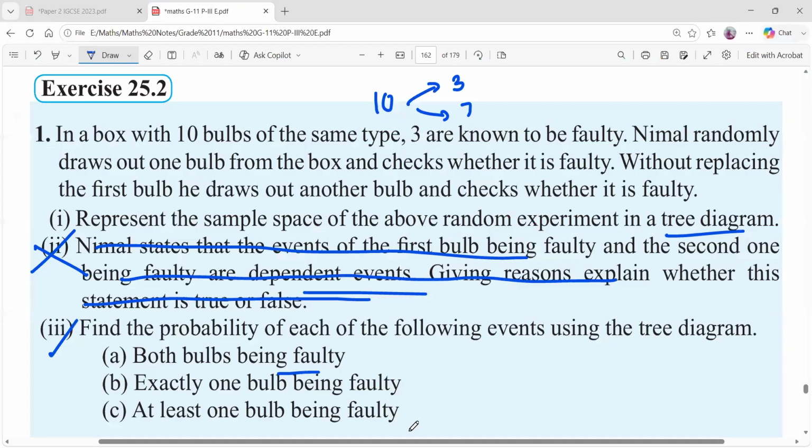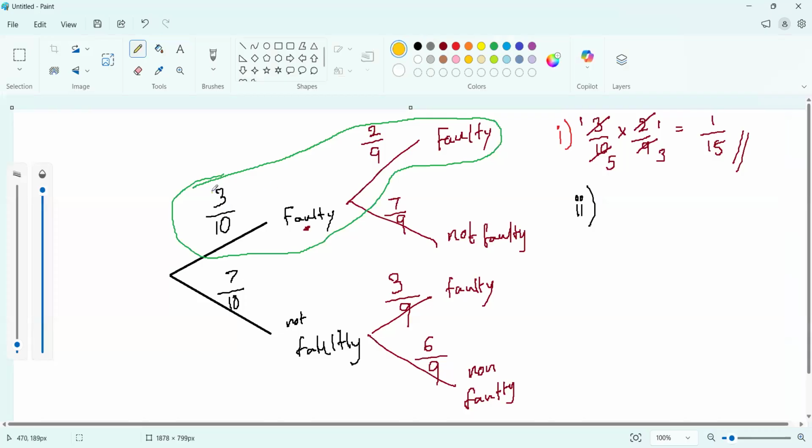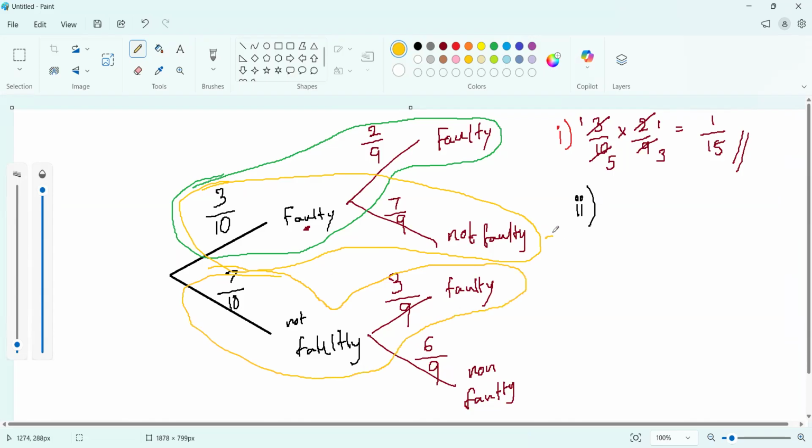Second one, exactly one bulb will be faulty. Exactly one faulty means first one faulty, second one should be not faulty. Only one, no? If first one not faulty, second one should be faulty. You have to take this one and this one, both should be added. What is the upper one? 3 out of 10 into 7 out of 9. And also, you have to think what is the other one?